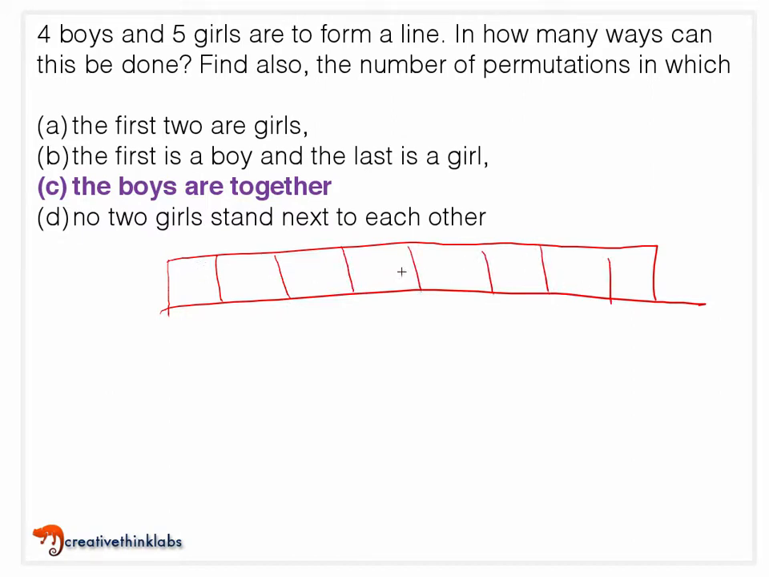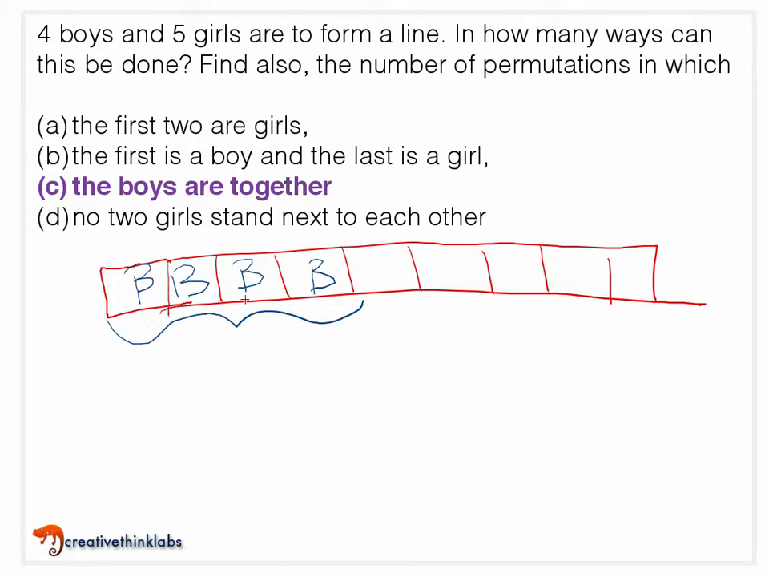One, two, three, four, five, six, seven, eight. One more. We'll add it on this side. Okay, so the first four, let's assume here, the boys are together. So these four boys need to be together.